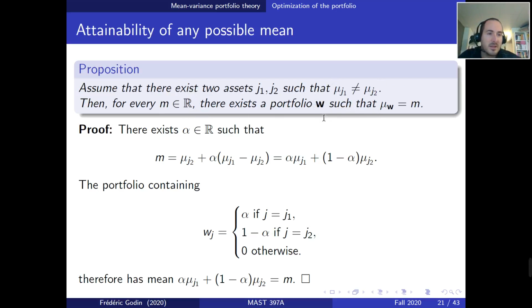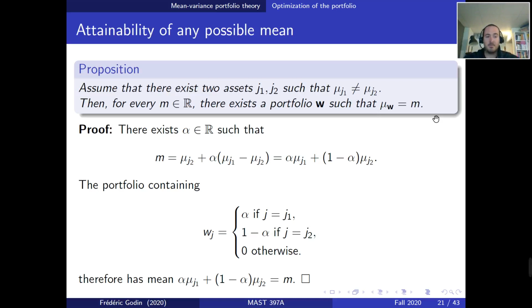So here W is the weights of the portfolio, which, as we mentioned earlier, represents the percentage invested in each of the respective assets that can be traded, such that the expected return of the portfolio is equal to m. Okay, so for example, if you want a portfolio whose expected return is 40%, you can find this portfolio. If you want a portfolio whose expected return is 5%, you can also find such a portfolio.